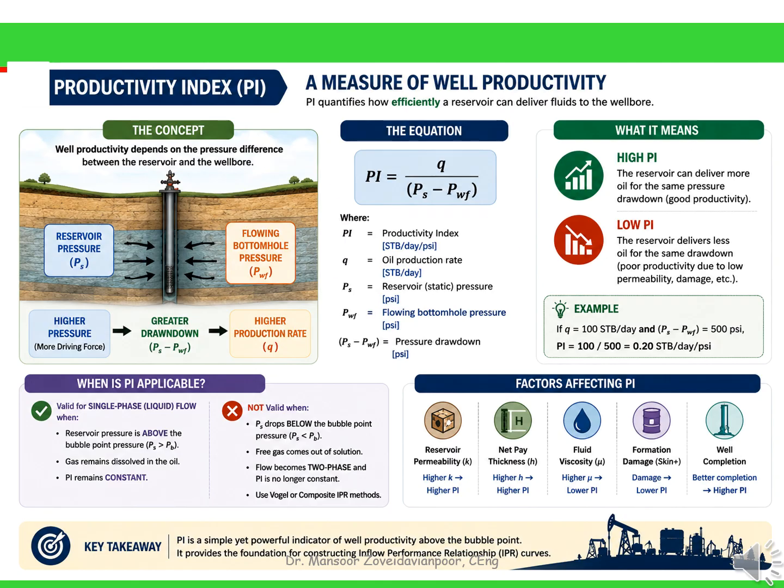A high PI means the reservoir has excellent flow capacity. A low PI often indicates poor permeability, formation damage, or flow restrictions. One important limitation is that PI only applies when the reservoir pressure remains above the bubble point. In this region, only liquid flows, and production increases linearly with pressure drawdown. Think of PI as the reservoir's productivity score. It provides the foundation for understanding well performance and constructing Inflow Performance Relationship, or IPR, curves.